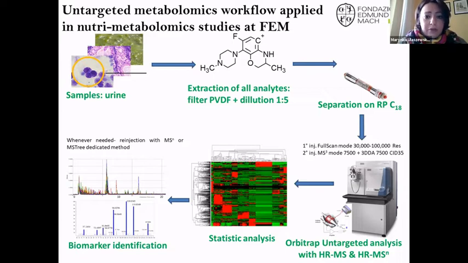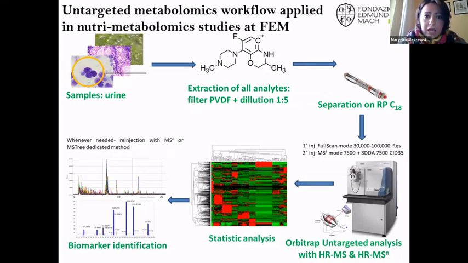This is the first example. That's the workflow that was developed at the Foundation Edmund Mach some time ago. It works really great. I will show you a few examples. That's an example of urine that was extracted on 96-well plates, separated on a C18 column, and analyzed with an Orbitrap LTQ XL in an untargeted fashion, with high resolution in full scan MS mode. Then we applied the statistical analysis and accomplished the study with biomarker identification and structural elucidation.